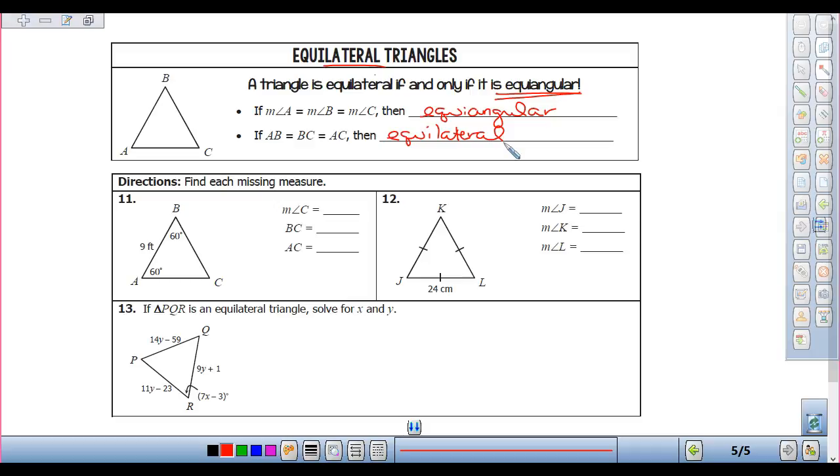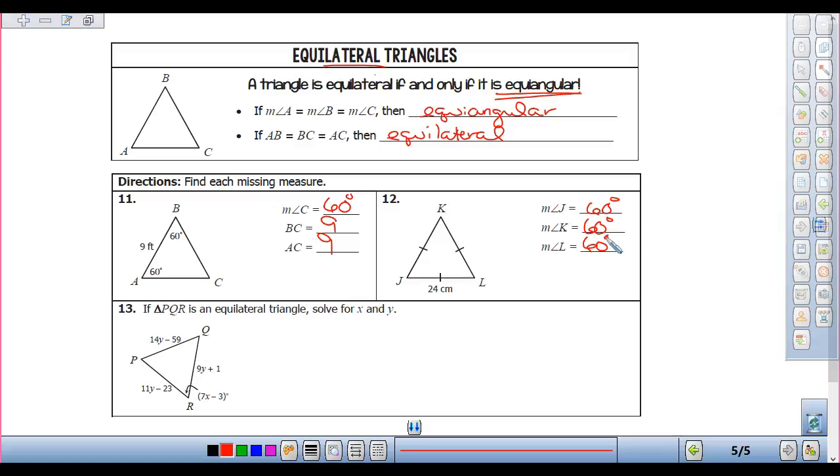Okay? All right, so how many degrees are in a triangle? 180. And if all three angles are the same, all three angles have to be 60. So if A is 60, B is 60, C has to be 60. If AB is 9, what's BC? 9. What's AC? 9. This says all three sides are congruent. That automatically means all three angles are 60 degrees.